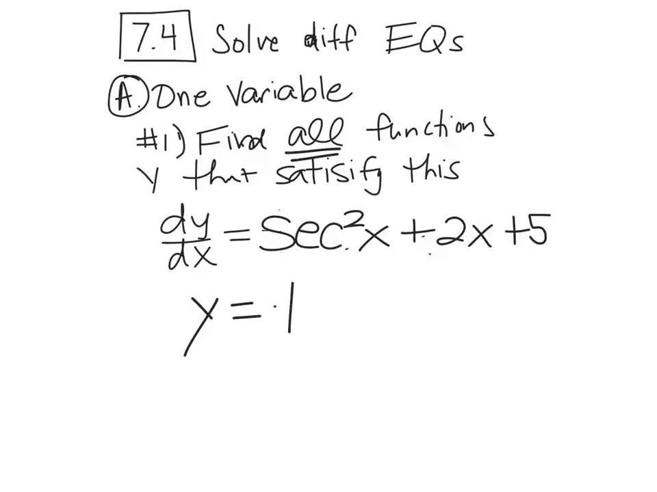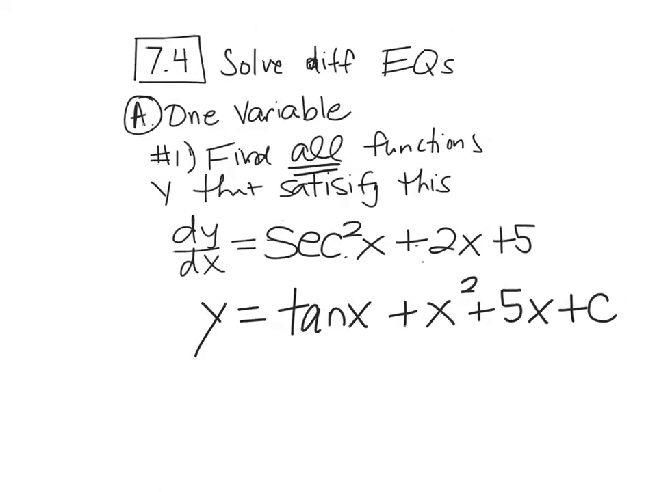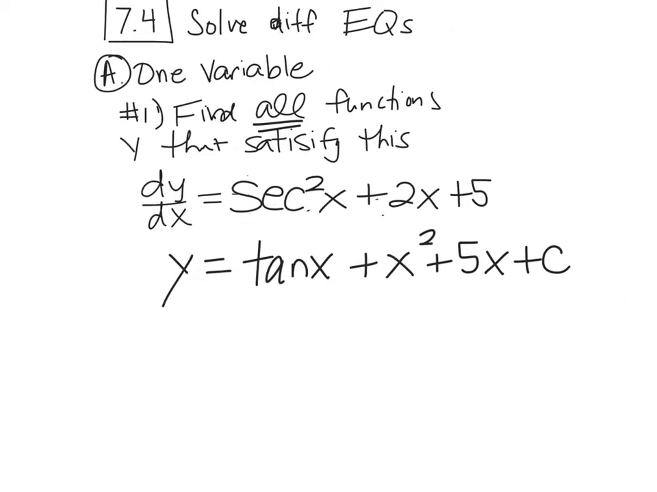Tan x plus x, oh, almost. Tan x plus x squared. Oh, antiderivative. Plus 5x plus c. Okay? So that shouldn't feel different or new or really anything. And then you can always check your answer. You would just take the derivative and it should equal that. And it does. Okay. Now the other type is to find a specific one.